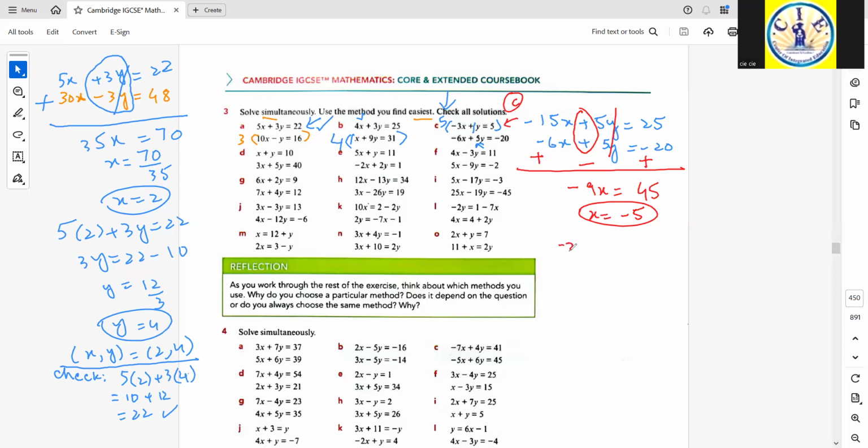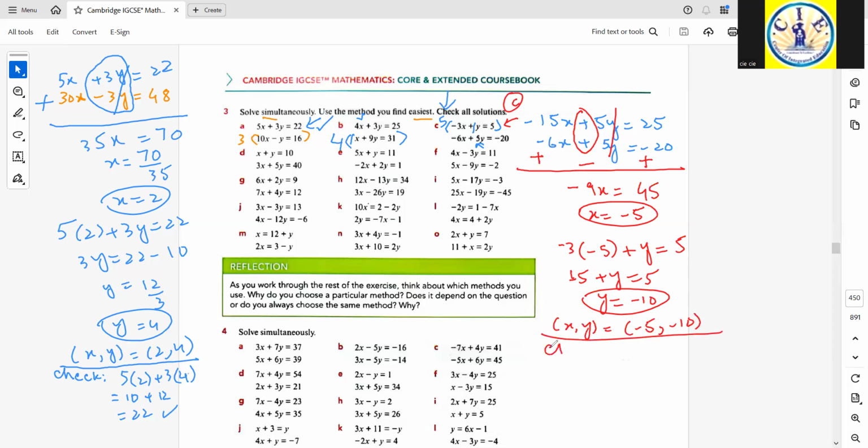Now replacing it in equation number 1. So I get negative 3 times x, that is negative 5, plus y is equal to 5. So 15 plus y is equal to 5. So the value of y is 5 minus 15, that is negative 10. So x comma y is negative 5, negative 10.